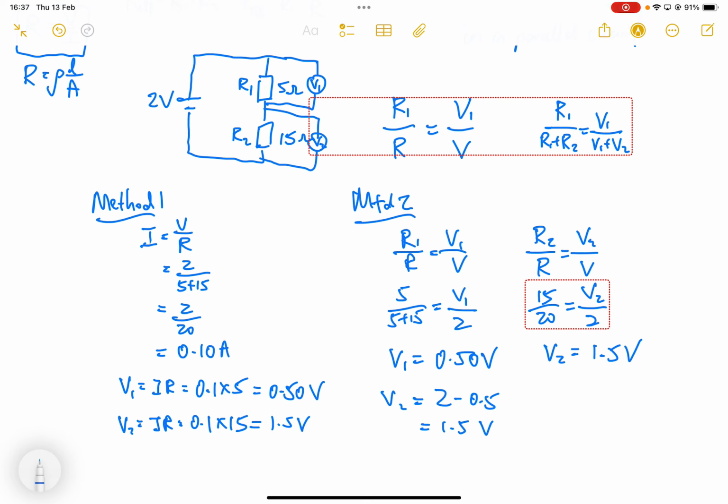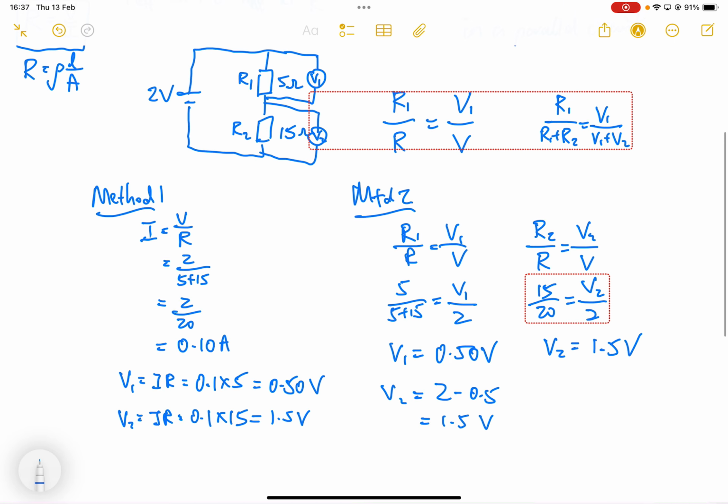Are you all with me now? Any questions? So you all understand the concept of this potential divider? Basically, the ratio of the resistance is the same as the ratio of the PD. So once you know the resistance, you will know the PD already. Okay? All right?